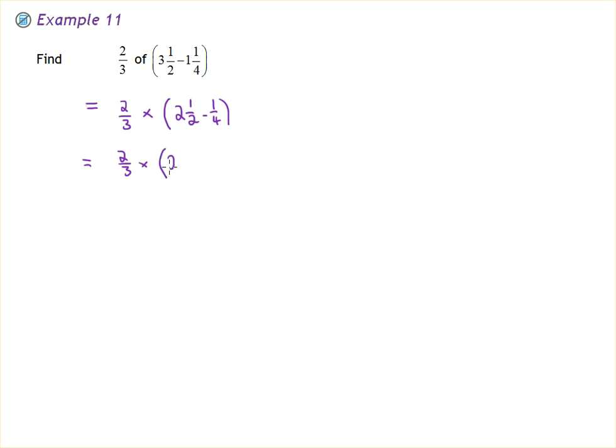So let's see if we can find the common denominator, because we need that for subtraction. If we've got denominators of 2 and 4, then the common denominator, the lowest common multiple, is 4. So this fraction can become 2/4, take away 1/4. 2 quarters take 1 quarter is just 1 quarter, so we get 2/3 multiplied by 2 1/4. And we've managed to deal with the subtract. We've still got to do the multiplying before we can go any further.